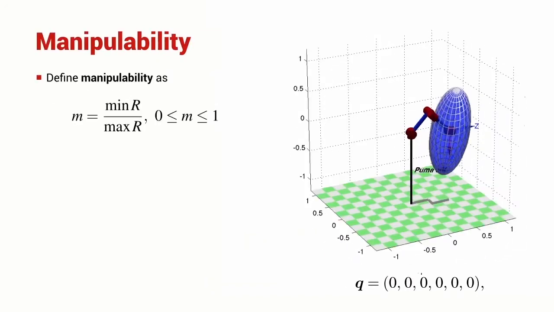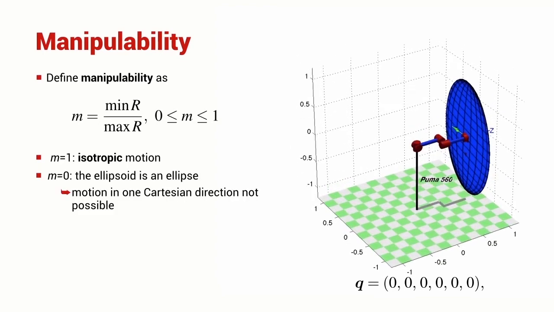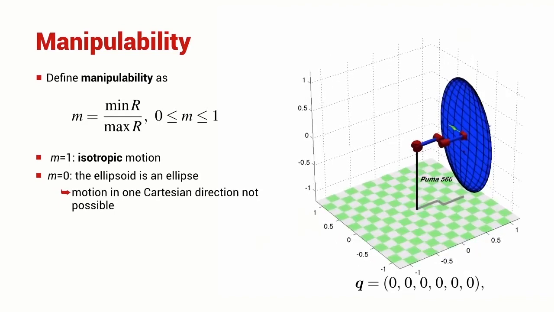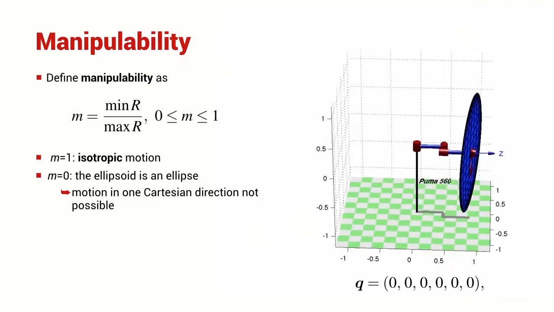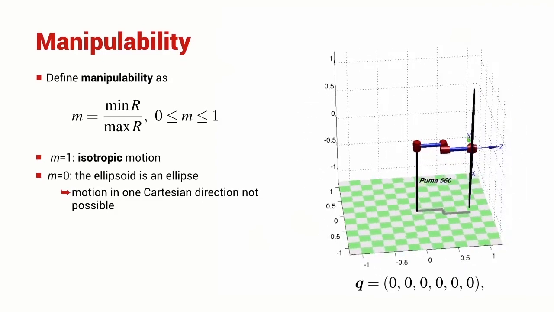It's convenient to introduce a notion of manipulability, difficult word to say, and it's a simple scalar measure that says something about the shape of the velocity ellipsoid. If manipulability is equal to 1, then we have the case of isotropic motion. The robot is able to move equally fast in any direction. If manipulability is equal to 0, then the ellipsoid is collapsed and it becomes just an elliptical plate. And that means that motion in one Cartesian direction is not possible at all. In general, the manipulability will be somewhere between 0 and 1.